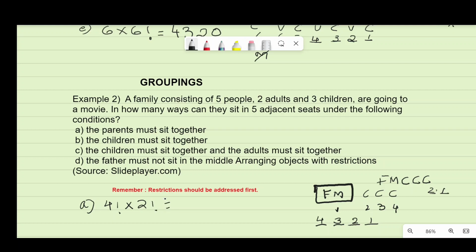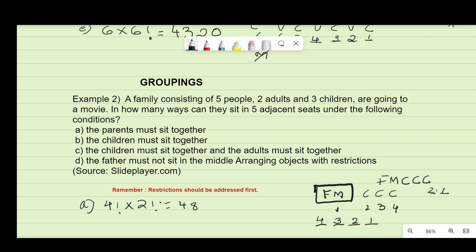So the final answer will be 4 factorial times 2 factorial, which is going to be 48. So here the answer is 48. So if the parents must sit together, they can still sit in 48 ways.